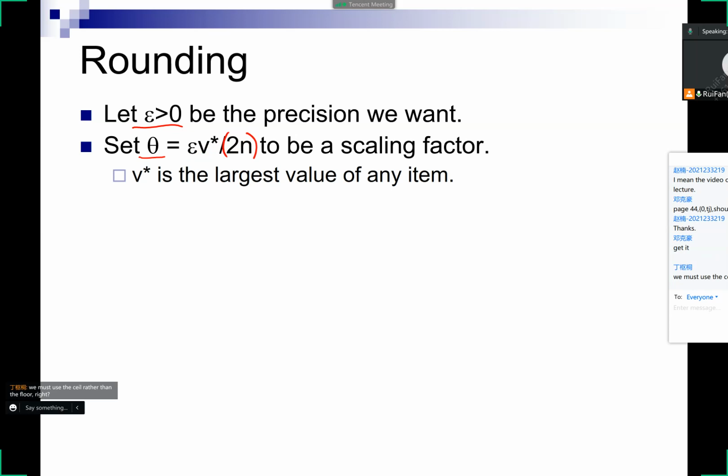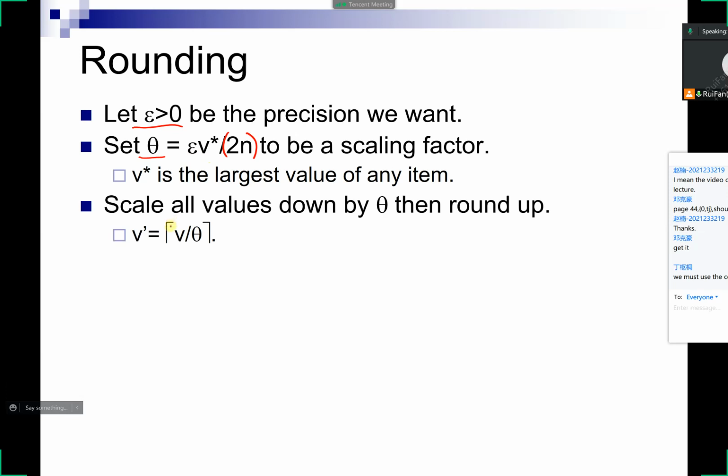We must use a ceiling rather than the floor. Yes. Well, later on, I'll talk more about how we do the rounding. Okay. But right now, we're going to set the scaling factor to be this, right? And then the way that we're going to round the values is we need to round up. Yes, that's true. We need to round up. Okay, because later on, to make sure that we have a valid solution, we need all the scaled values to be larger than the original values. Okay, yeah, so we do need to round up.